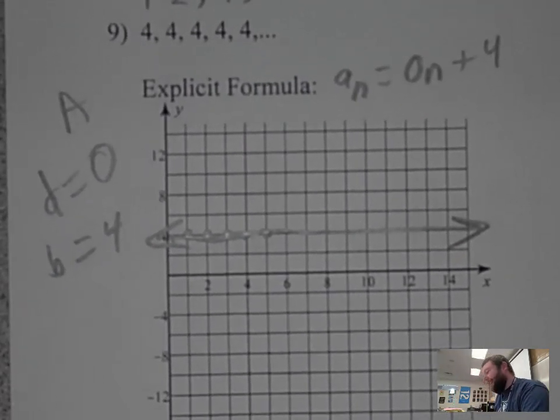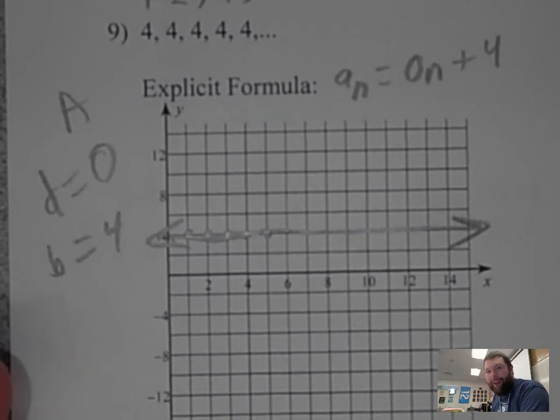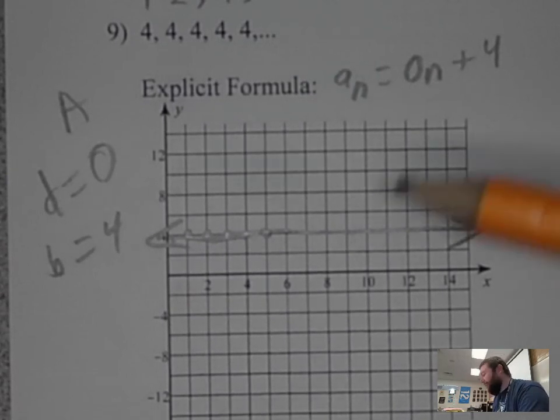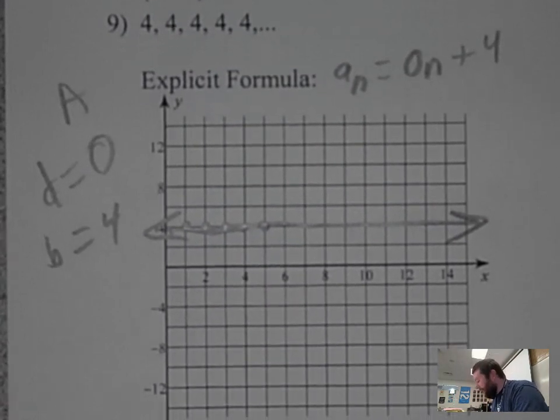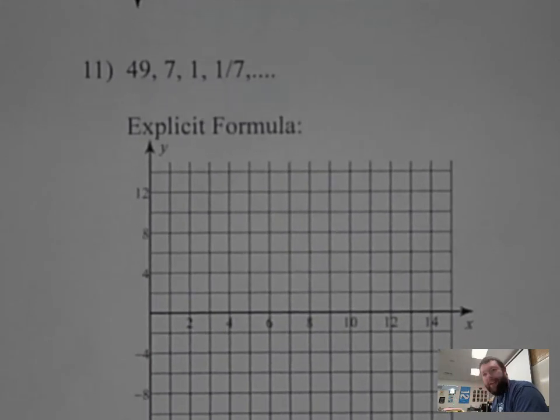Now, again, like I said, I could say the ratio is 1, and I could do it that way where I'm just timesing everything by 1, and the geometric formula would technically work, but it is not a geometric sequence. That is an arithmetic sequence. Okay. Let's do one more. Let's look at number 11.